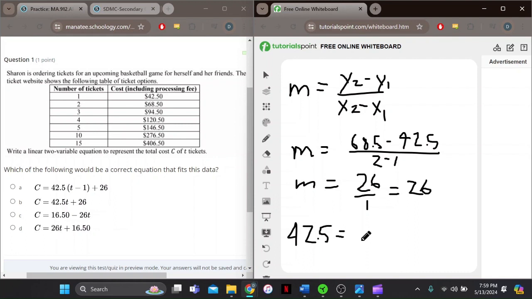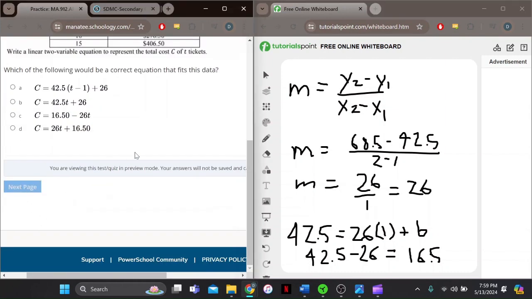But what I can do here, just to prove it, is look, 42.5 equals 26, and I see my t here is 1, plus b. And then I would solve for this b here. And if I did 42.5 and subtracted this 26, I would get 16.5. So my b here would be 16.5, which is exactly what I have down here. So that's my answer, D.